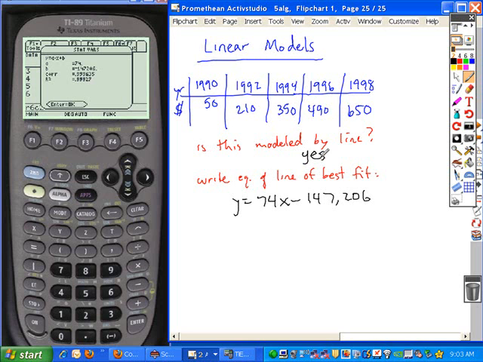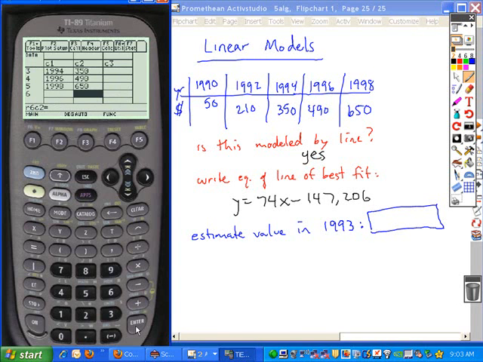All right, now, you're going to be asked one of two questions on this. Okay? And I'm going to go through both of them. What if they ask you to predict or estimate the value in 1993? Okay. How would you evaluate this function for 1993? You'd simply take your equation and replace 1993 where? For the X and Y1.